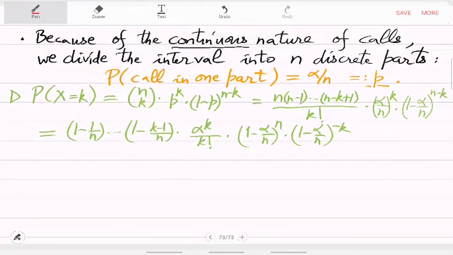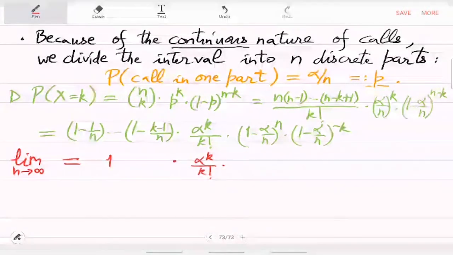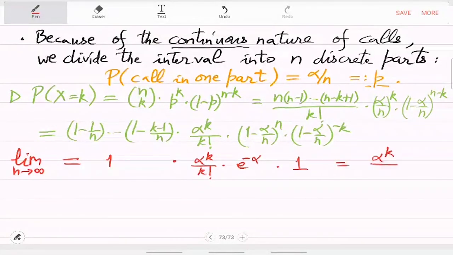So in that case, what is this expression? So limit of this as n tends to infinity: the first whole part is 1, alpha to the k by k factorial would not change, 1 minus alpha by n to the n, so recall your calculus, this is e to the minus alpha in the limit, and the last thing is 1 minus 0, so it is just 1. Right. So what you get is alpha to the k by k factorial e raised to minus alpha. That is the answer. Okay, so the probability that k calls will be made is given by this.